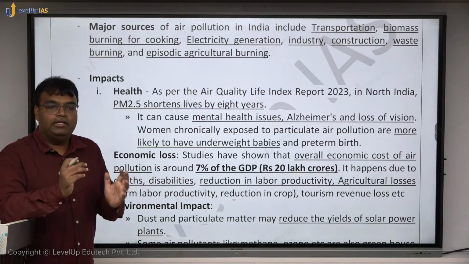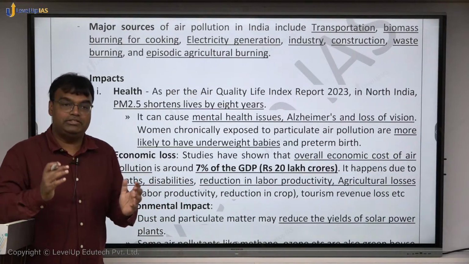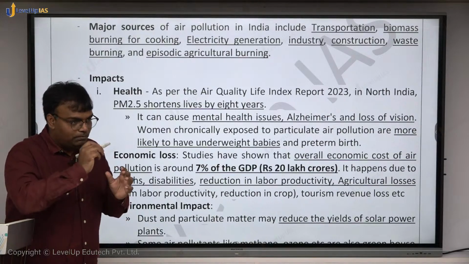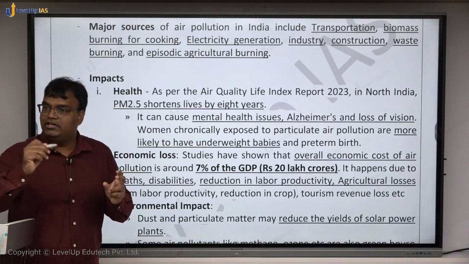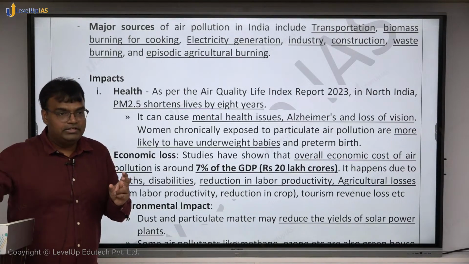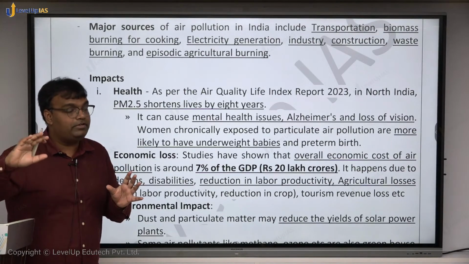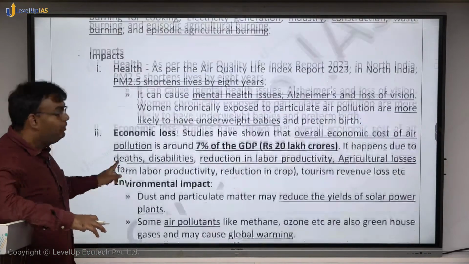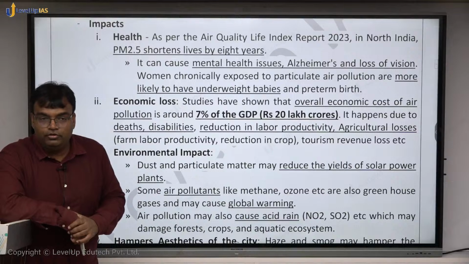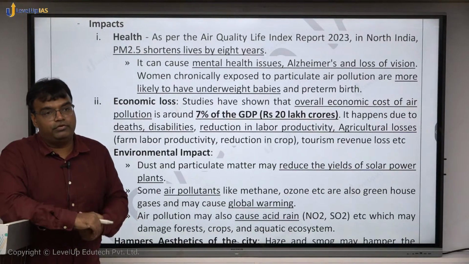But again, in the exam, we may not be in a position to write all these things. So if we have to briefly write in 2 lines, health impact: reduction in the life of an average citizen living in a city by 8 years as per this report. Economic loss: we lose around 7% of our GDP.